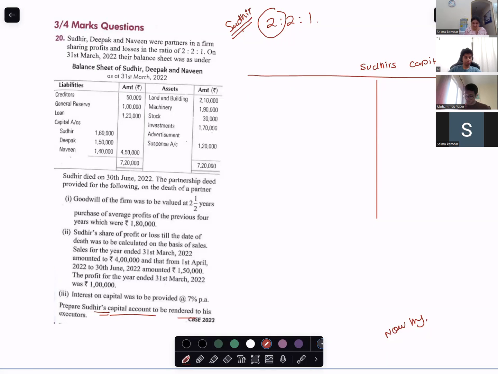So you have to make the dying partner's capital account. When did this partner die? On 30th June. Okay, fine. So you have some undistributed profits. You have the capital account of Sudhir. What will you do, Anas?